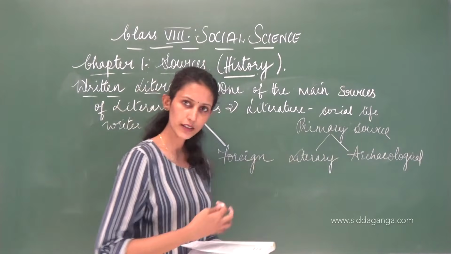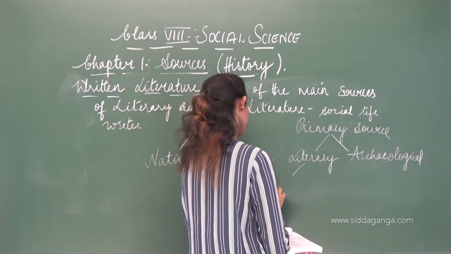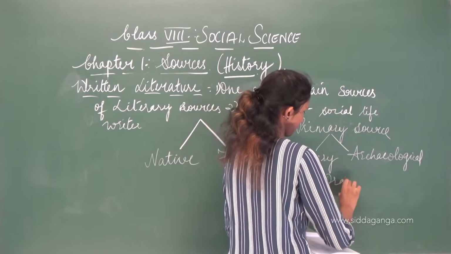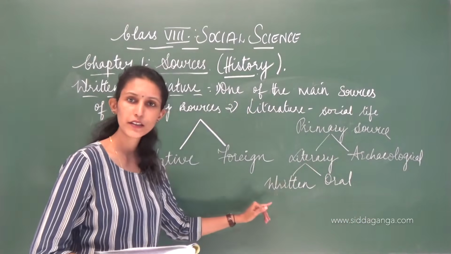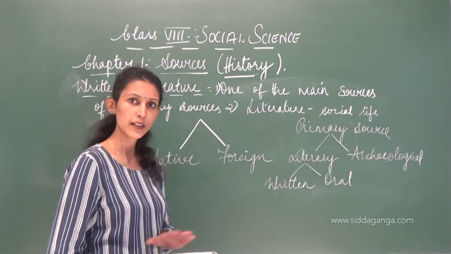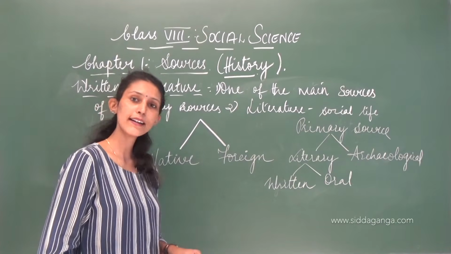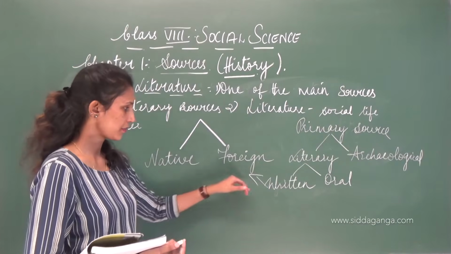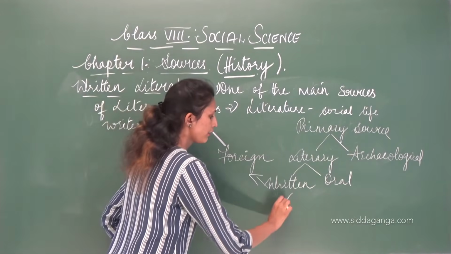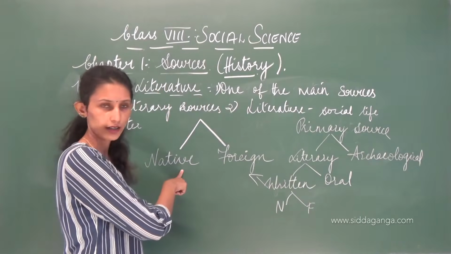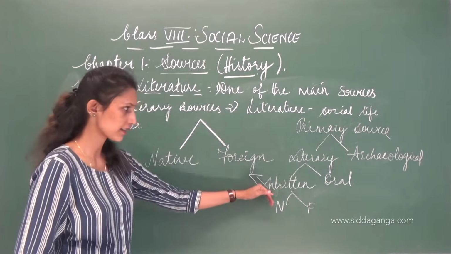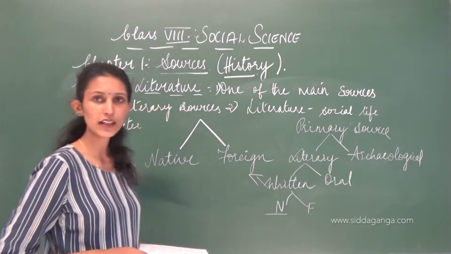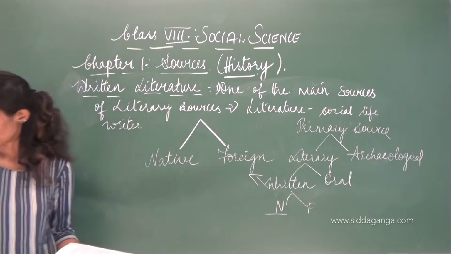Now, literary was divided into written and oral. Now, written is being divided into native and foreign. Here, native and foreign. What is that? Written is being divided. Now, let's see native literature first, and then let's go to foreign literature.